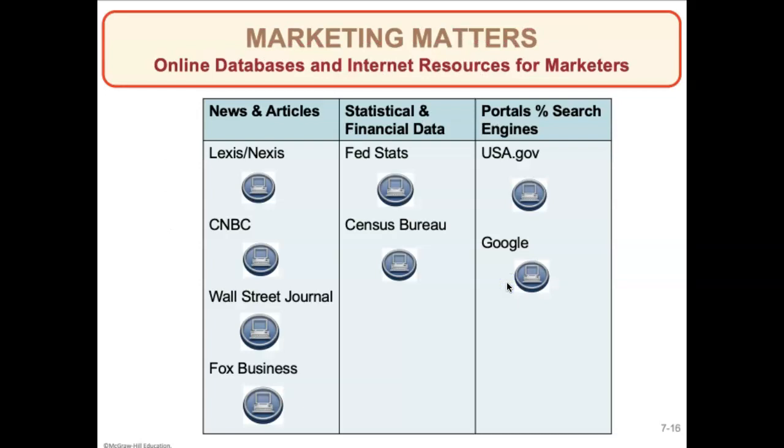Online databases and internet resources for marketers are listed here. For news and articles, sources such as LexisNexis, CNBC, Wall Street Journal, Fox Business. Statistical and financial data, FedStats, Census Bureau. Portals, search engines, USA.gov, and of course Google. And Google also has a Google Scholar aspect as well you can search.